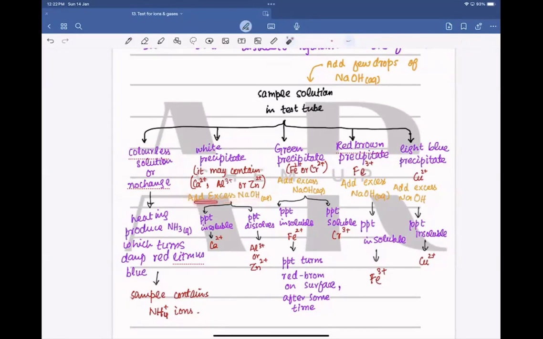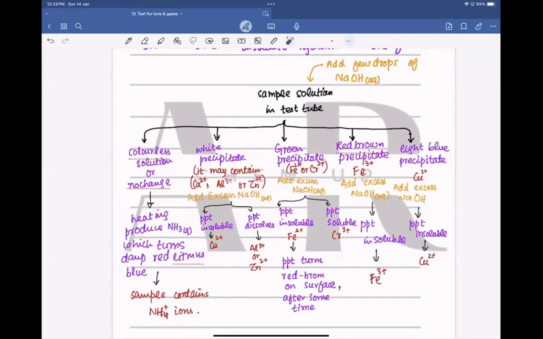When we add excess sodium hydroxide, if the white precipitates which formed dissolve, then it means it may contain aluminium or zinc. And if on adding excess sodium hydroxide the precipitate doesn't dissolve, it means that it contains calcium ion. Is this understandable?